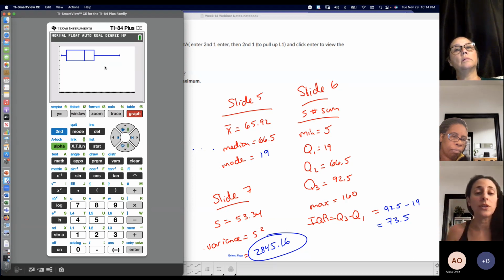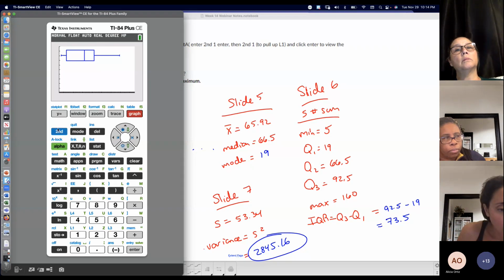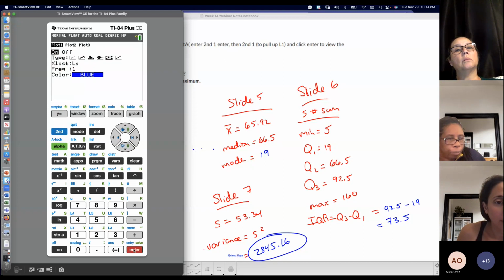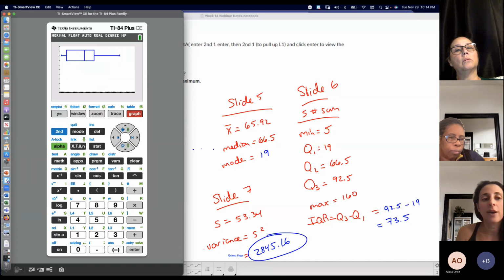Maybe it's normally distributed. I don't know. You're going to get different box plots. You can also determine, go back to stat plot, go back to my first plot. My modified box plot is going to show me outliers if I have any. So my modified box plot does not show me that I have any outliers.